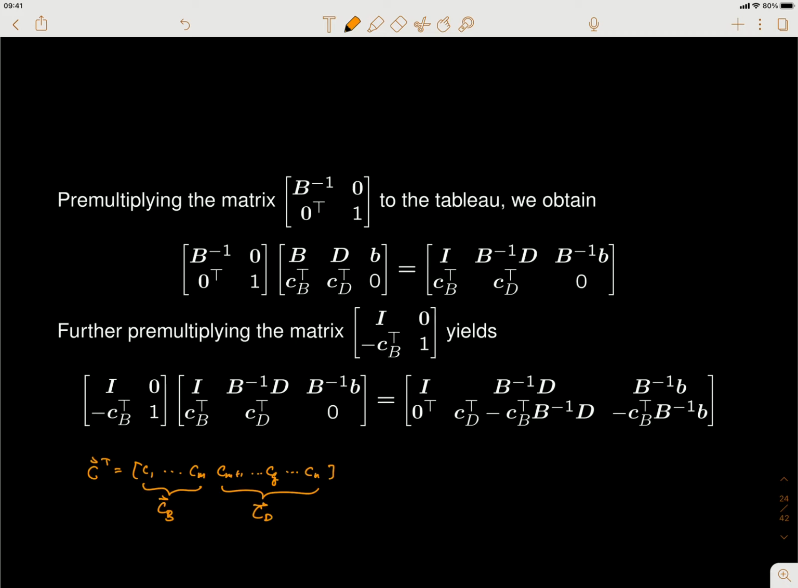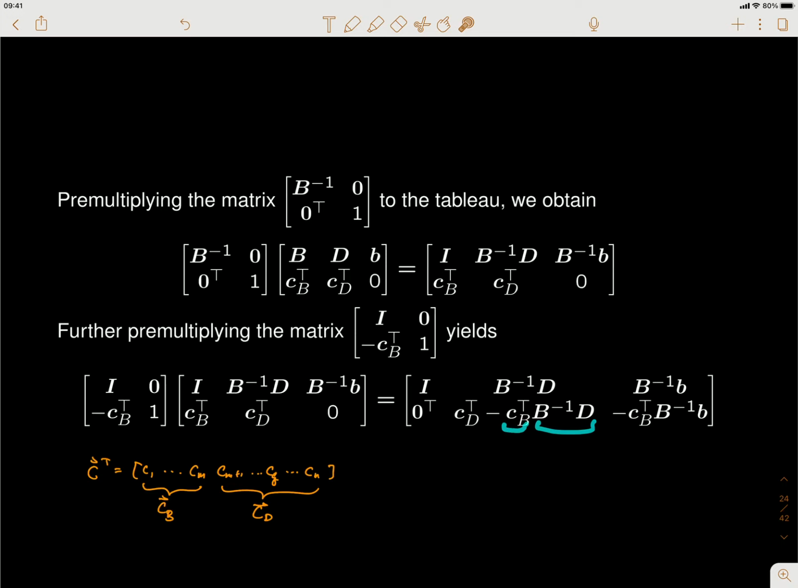So I need to check the difference between CQ and the ZQ. So CQs are all here, right? This one all the way to this one to this one. So all the CQs will be here, and the CB transpose B inverse D. What is this term? First of all, as we said, B inverse times D is the Y vector we showed earlier. These are the coefficients we use to represent the last n minus m columns of A using the first m columns. That will be our Y.